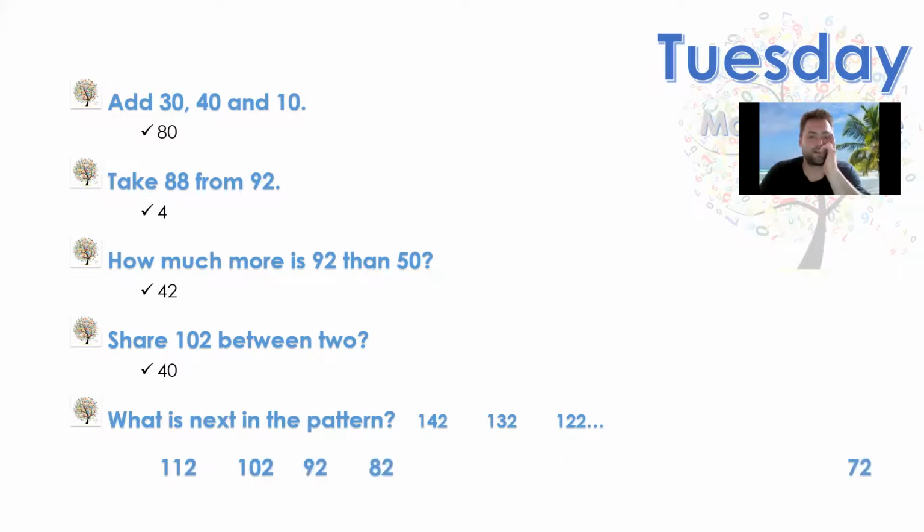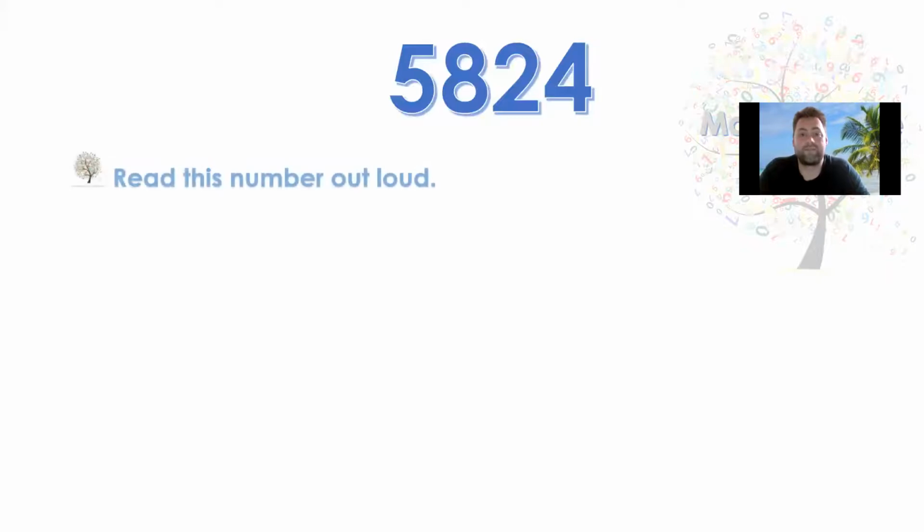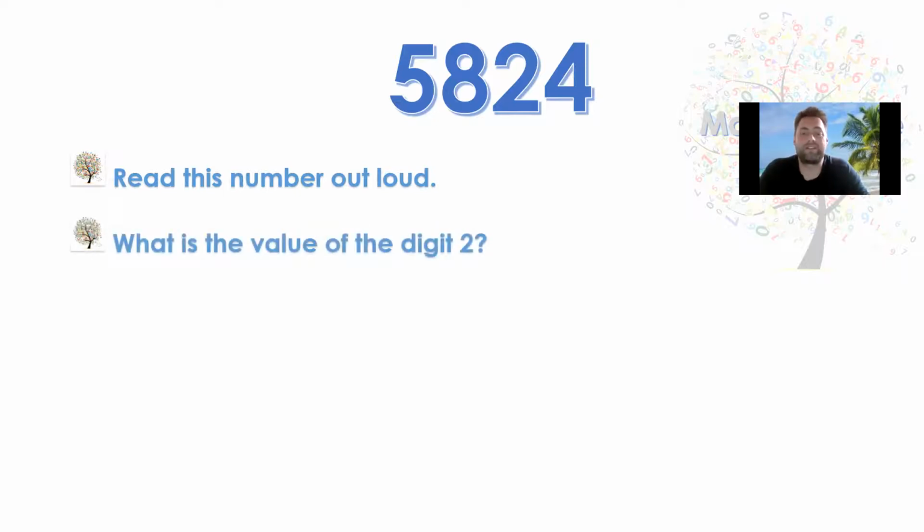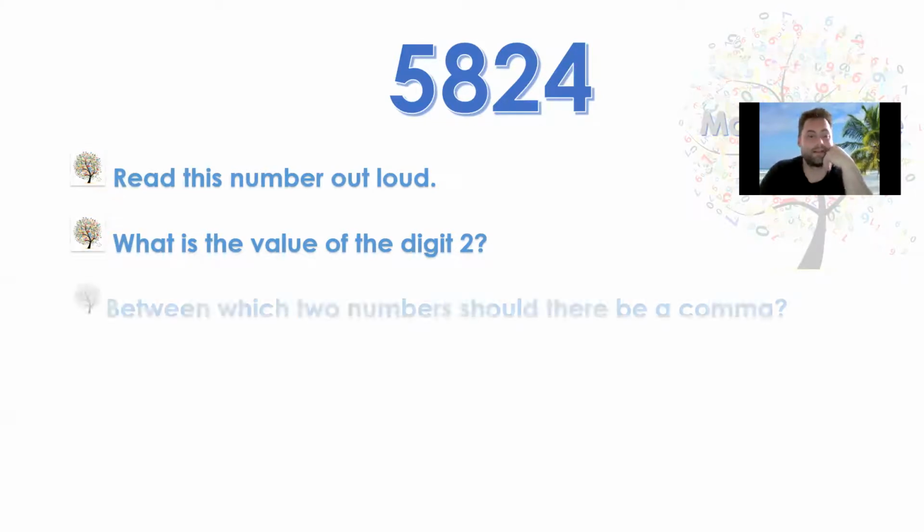What's the next one in the pattern? So we've got 112, 102, 92, 82, 72. It should be 62, 52, 42. Okay, read this number out aloud. It's 5,824. What is the value of the digit 2? The value is a 10. Okay, so it's 2 10s, it's 20.